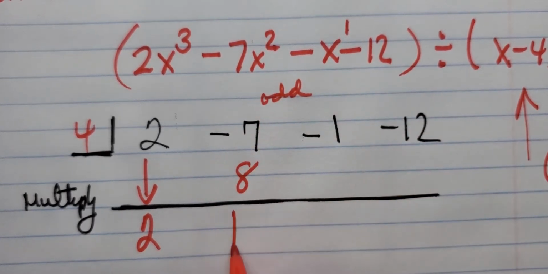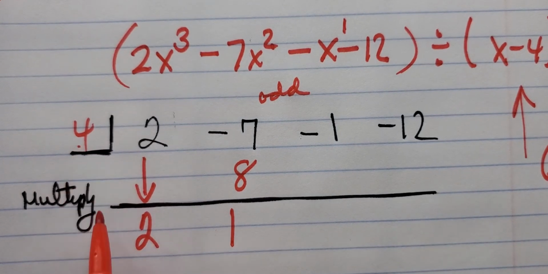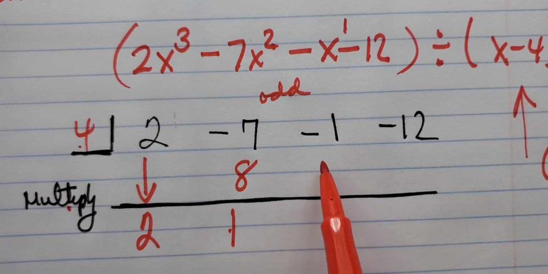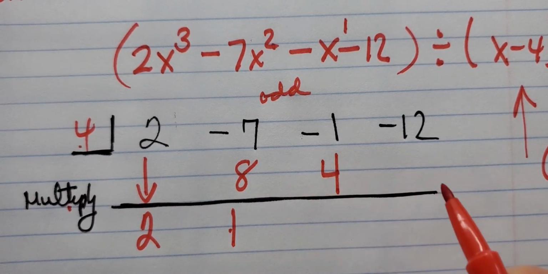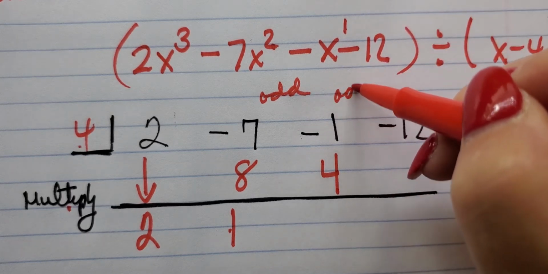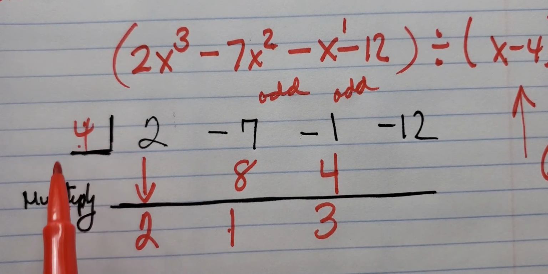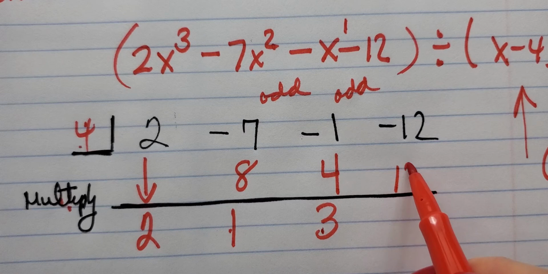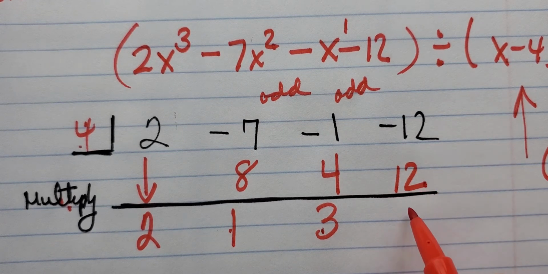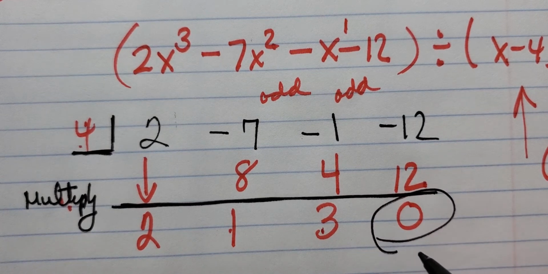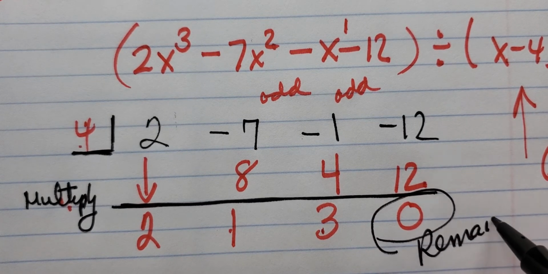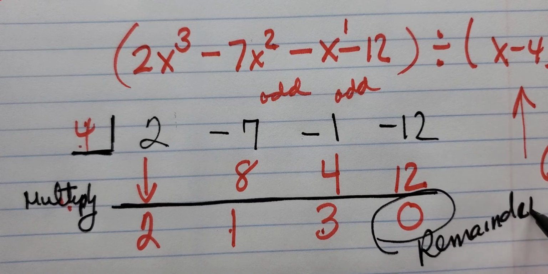Well, that's going to give you 1. 4 times 1 is 4, and it goes under the next number. Then you add these up and you get 3. Then 4 times 3 is 12, which means you get 0. And again, that means at the end here is your remainder. That's called the remainder. It means I get nothing.